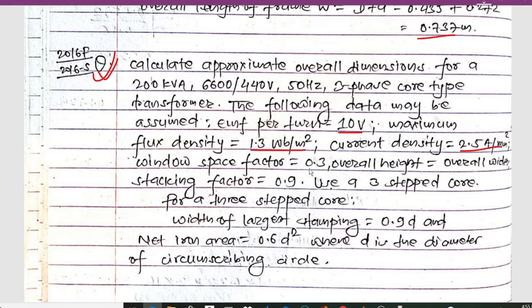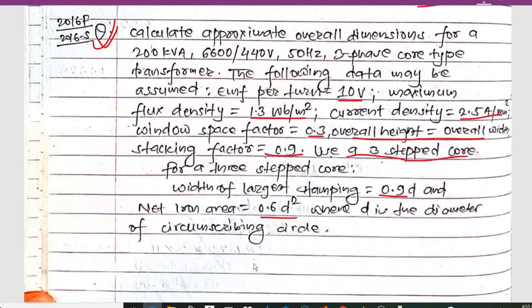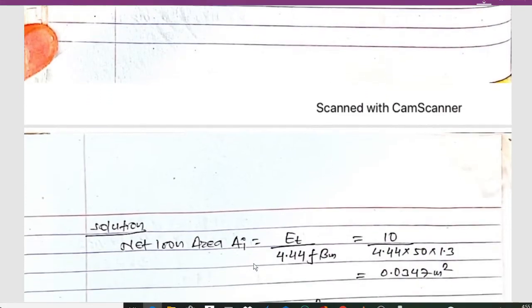Window space factor is given as 0.3, and overall height is equal to overall width, meaning S is equal to W, and the stacking factor is given as 0.9. Here we have to use a three-stepped core. For a 3-step core, the width of largest stamping is 0.9 d, and the net iron area is 0.6 d square, where d is the diameter of the circumscribing circle. So here, starting with the solution.